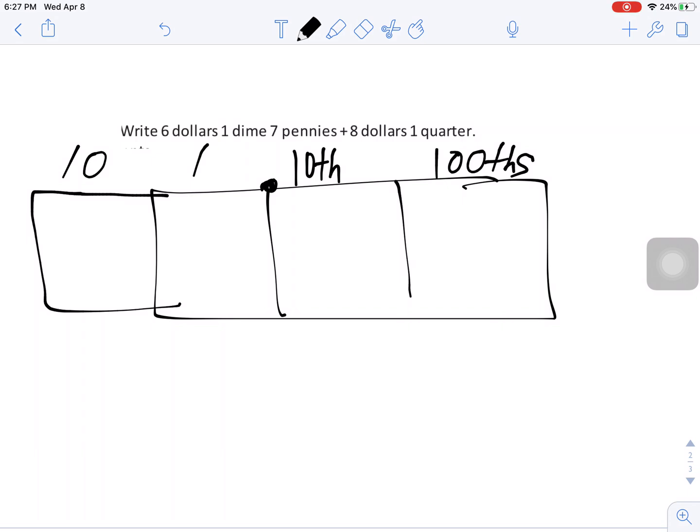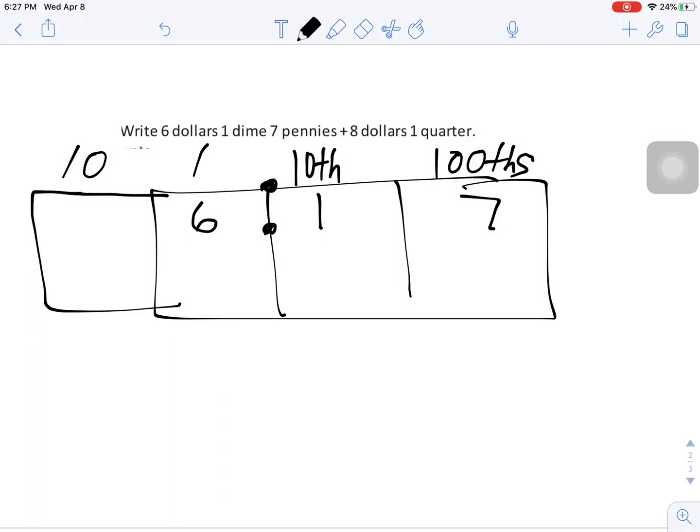So now I have $6. Remember, dollars are wholes. So I would put 6 in my wholes. And then I have 1 dime. Remember, dimes are tenths because we need 10 of them to make a whole dollar. And in this number here, I have 1 dime. And then I have 7 pennies. So I'm going to put pennies in the hundredths because remember, it takes 100 pennies to make a dollar. So if I wrote this as a decimal, I would write $6.17.